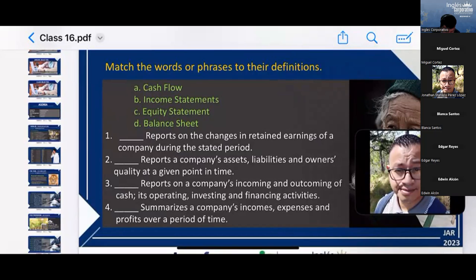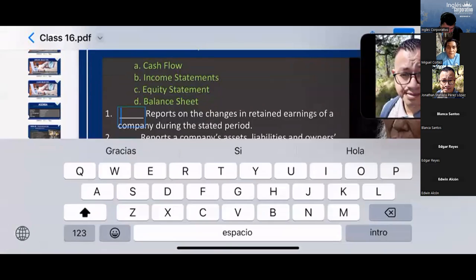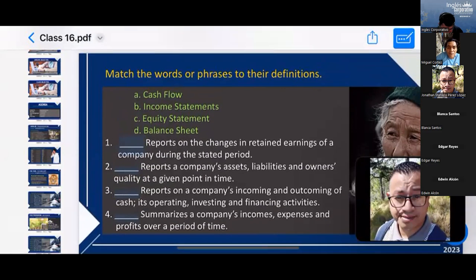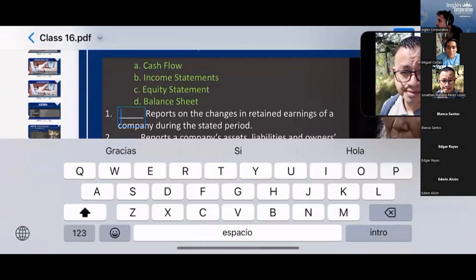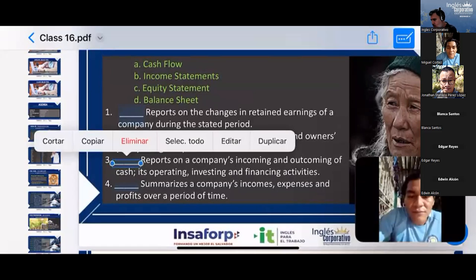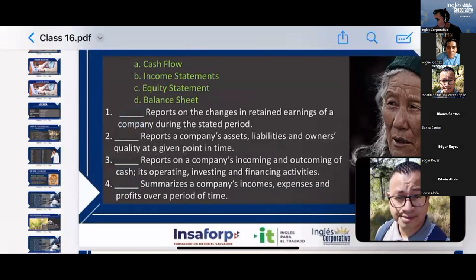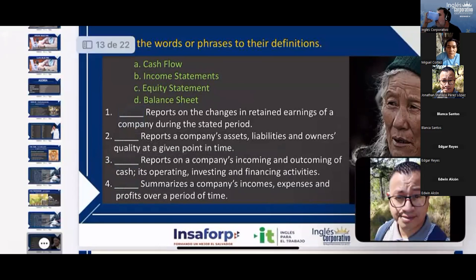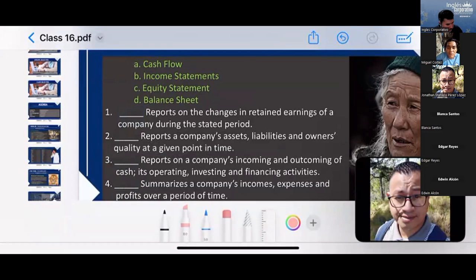Cash flow report, all the changes for companies. In my opinion, it is number three, cash flow. Letter A, cash flow. Number three, a report of the company's income about the upcoming cash, which is operating.